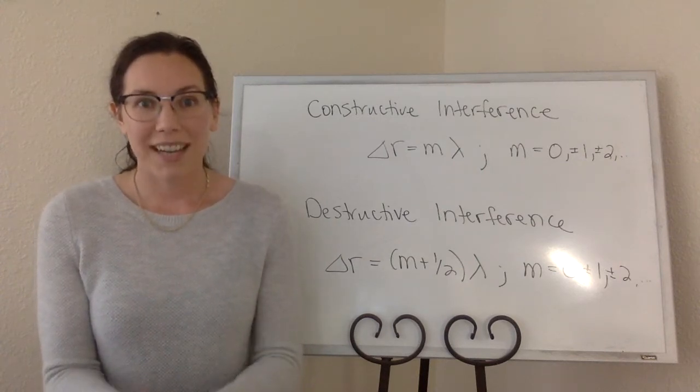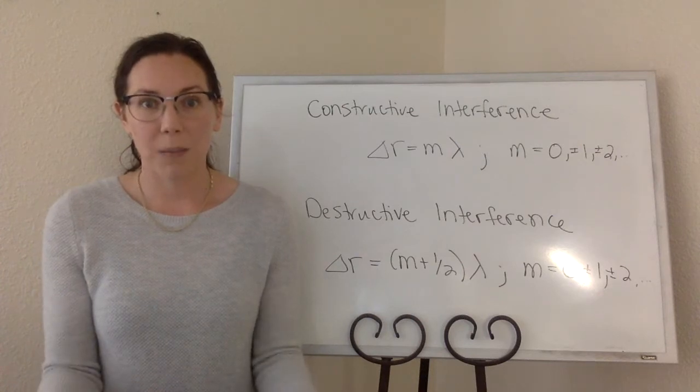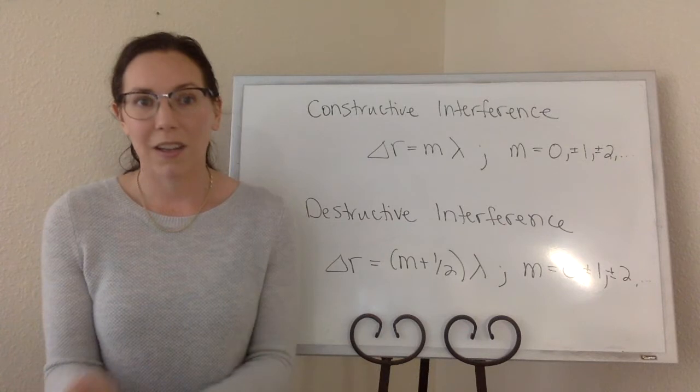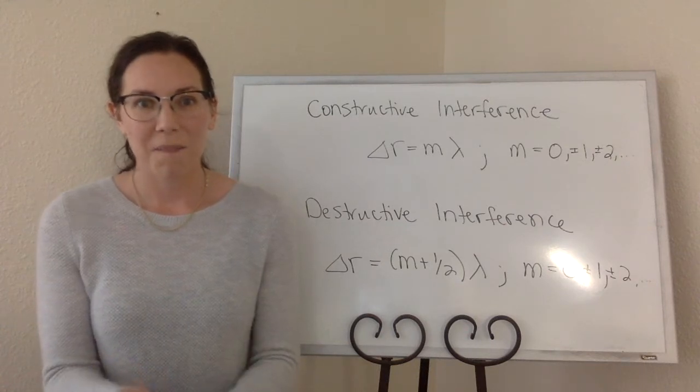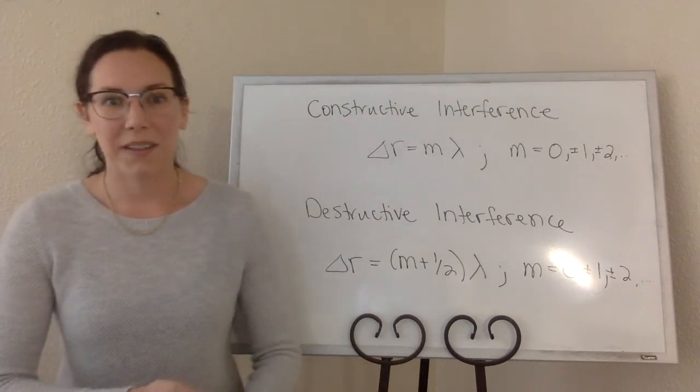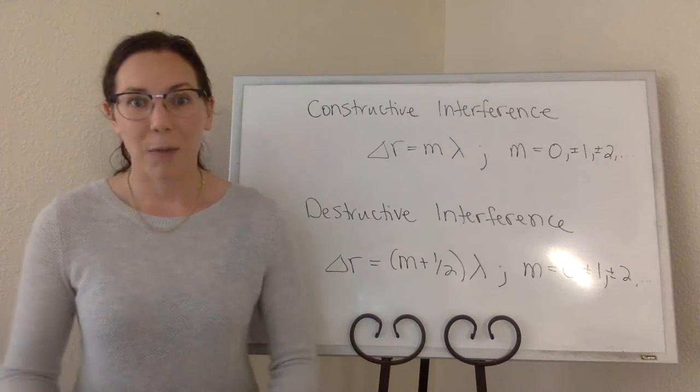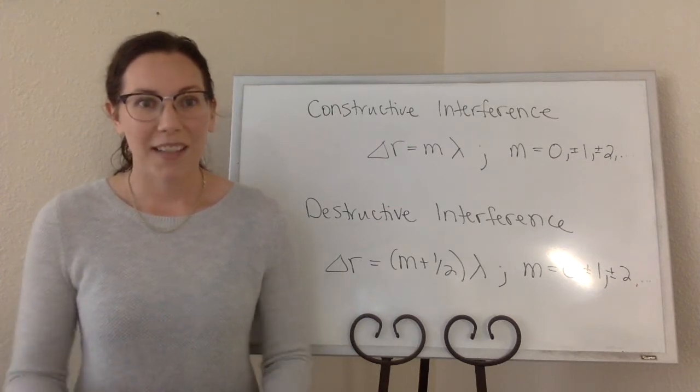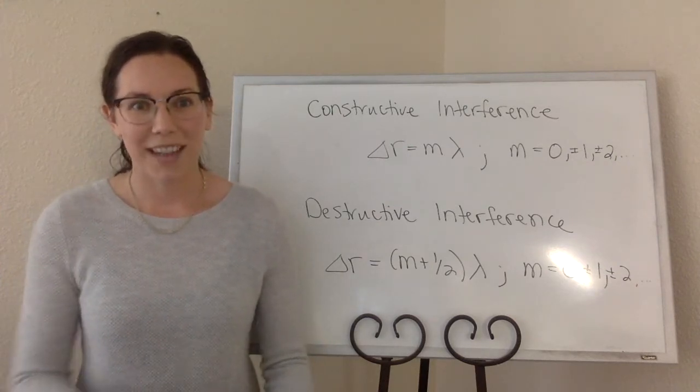If we were to connect all the points in space where there was constructive interference, we would have a curve, and this is called an antinodal curve. If we connect all the points where there's destructive interference, that would be called a nodal curve. And these are the same terms that we use for standing waves.